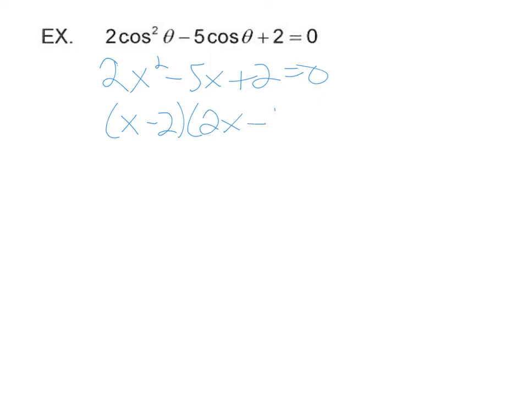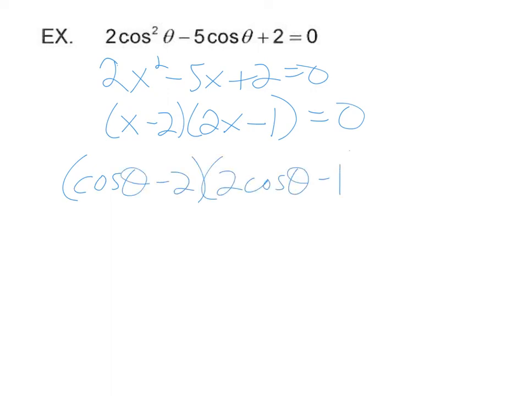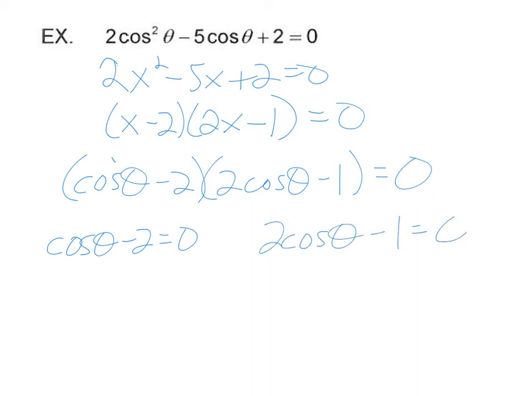Now if you need help with factoring, you need to look up some videos or whatever about factoring. That's not part of this course. So now it's factored. I can put the cosine thetas back in where the x's are. Cosine theta minus 2 times 2 cosine theta minus 1 equals 0. So where I had x's, I put the cosine thetas back. Now we'll set each factor equal to 0. Cosine theta minus 2 equals 0. 2 cosine theta minus 1 equals 0.